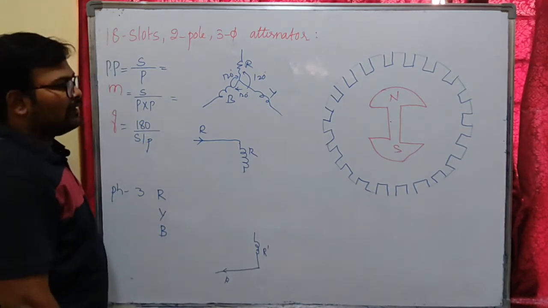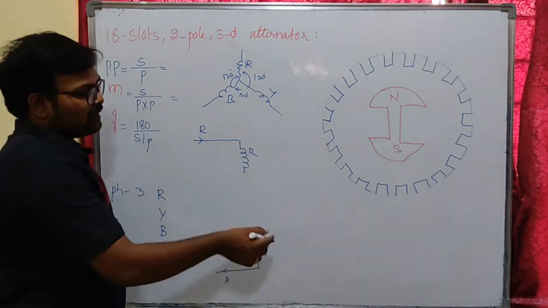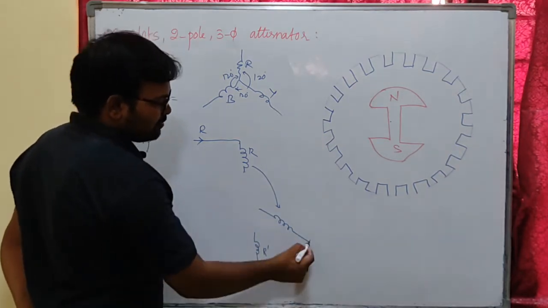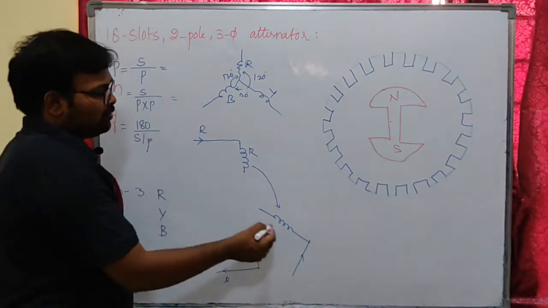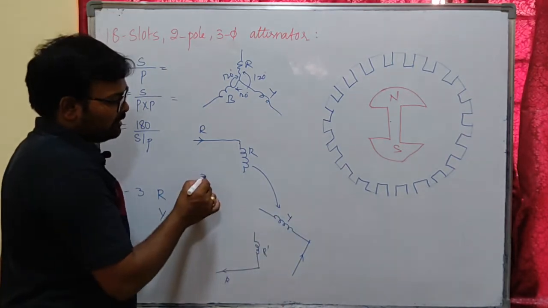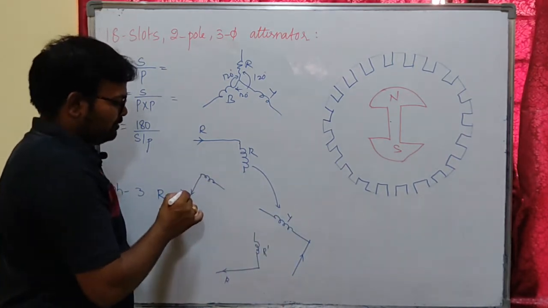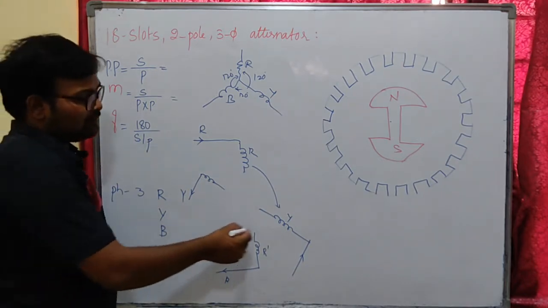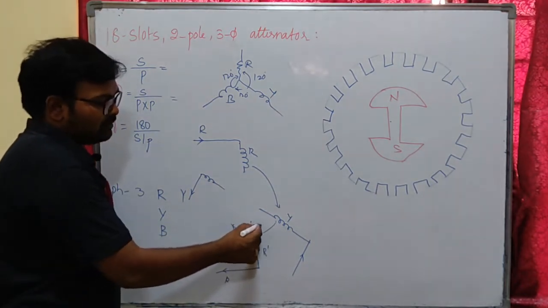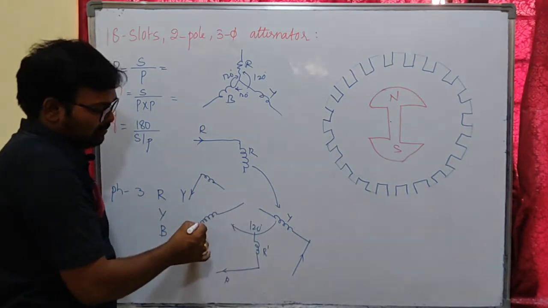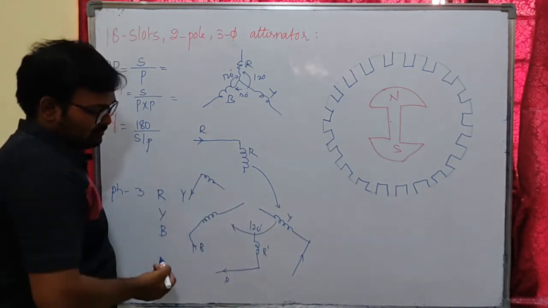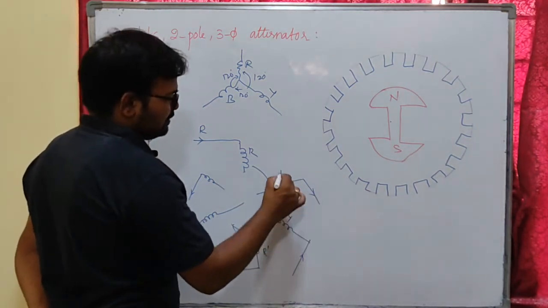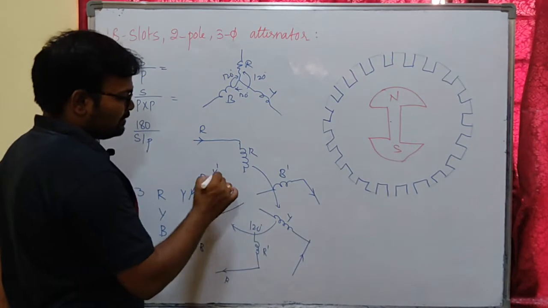If this is the R phase, my Y phase will be placed 120 degrees away from the R phase. That means after 120 degrees I will be having the Y phase. If this is my input to Y, this is my Y phase, and this is the return of the Y phase. What will happen to the B phase? The B phase will be placed 120 degrees after the Y phase. This is my B phase. The return of the B phase will be like this. This is B dash, and this is Y dash.